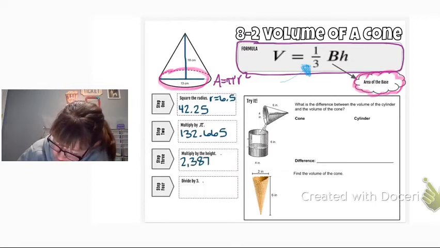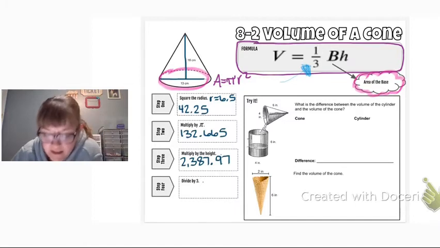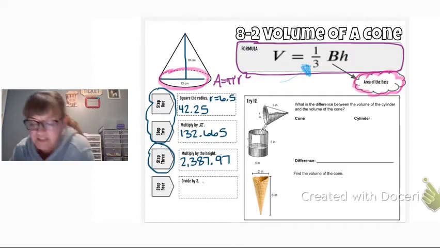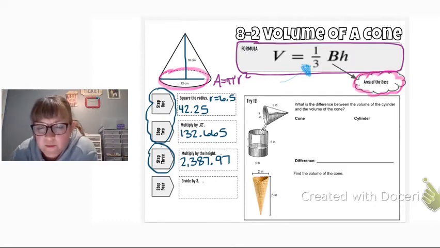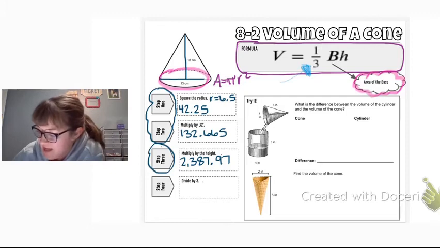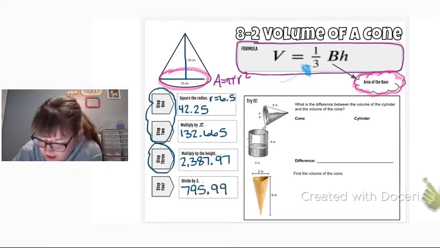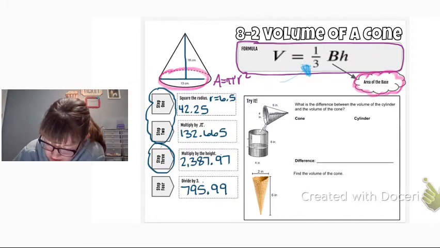2,387.97. If this were a cylinder, we would stop there because we've done area of the base times the height. Now we're going to divide that by 3 because for a cone, our formula says 1/3 area of the base times the height. So I'll just divide that by 3, and we get 795.99, and that would be cubic centimeters.